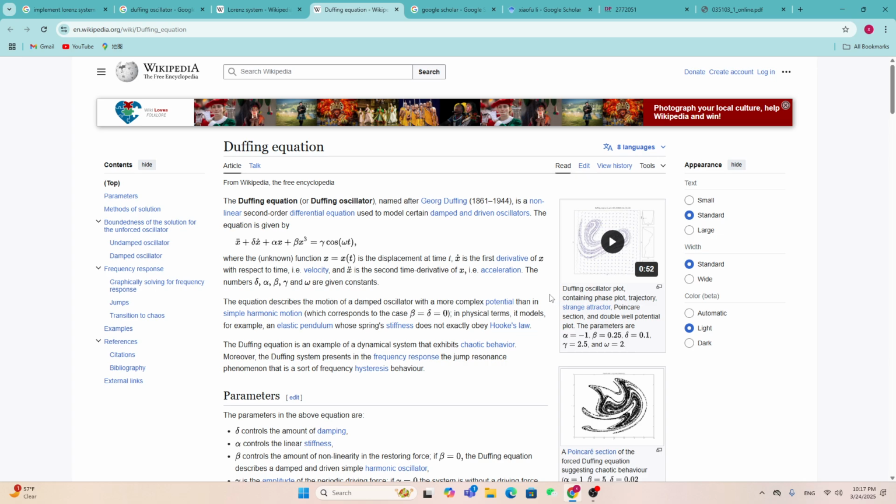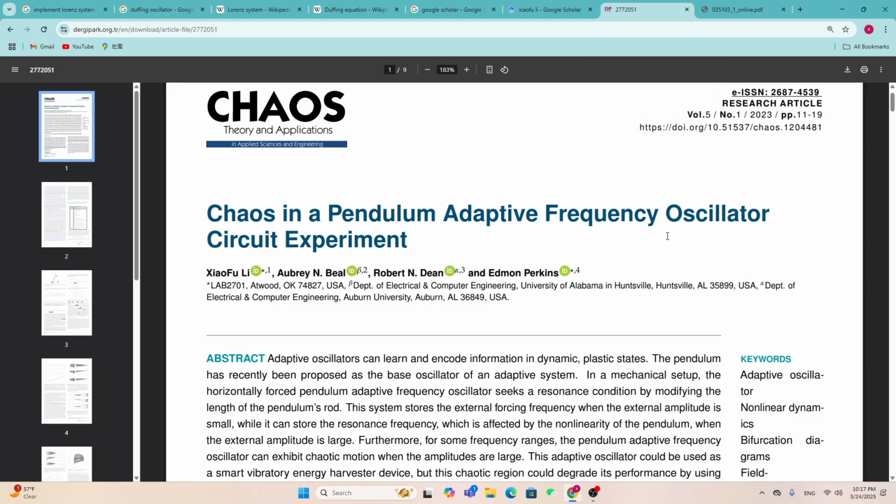Other than that, during my PhD study, I've also implemented multiple ones. One of them, as I just mentioned, is a pendulum-based adaptive oscillator, which also shows chaotic behavior. But other than the chaotic behavior region, it works as a very nice analog signal analyzer. So this oscillator can learn the phase information and frequency information of the unknown input. This is one of the papers that I published.